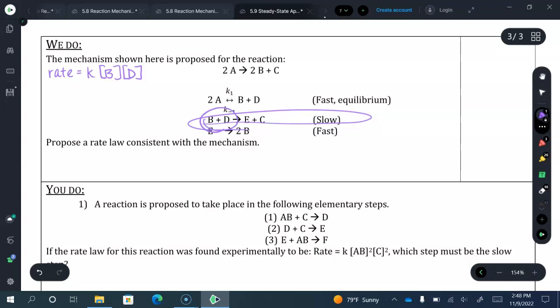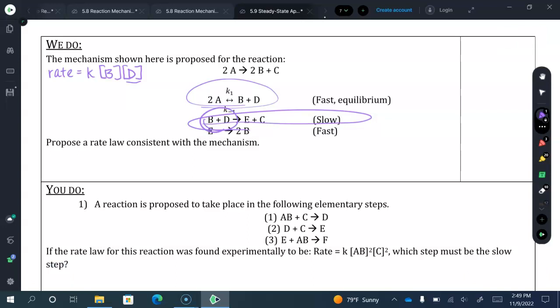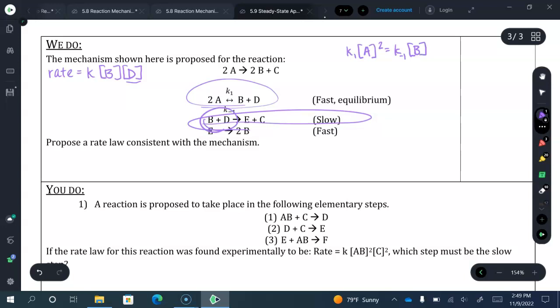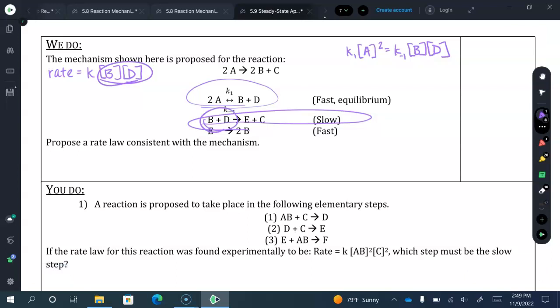However, I have to substitute out any of the intermediates. Well, in this, D is an intermediate, so I need to substitute it out. I'm going to use this expression to do so. So when I do that, I would write that the rate of the forward, so K1 times A squared, is equal to K negative 1 times the concentration of B times the concentration of D. Actually, I have to substitute in for both of these, right? They are both not reactants, and your rate law is always in terms of reactants.